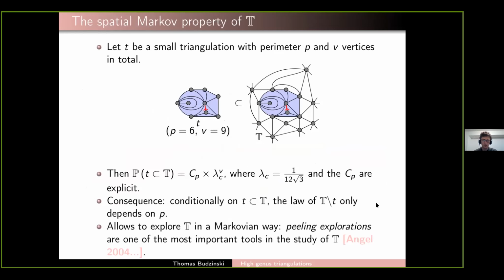Okay, so these are my pictures. This is what a small piece little t looks like. In this example, I have 9 faces and a boundary of length 6.